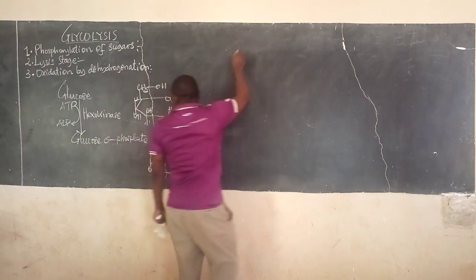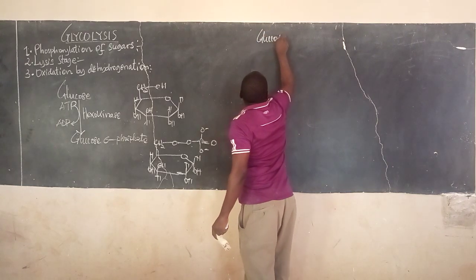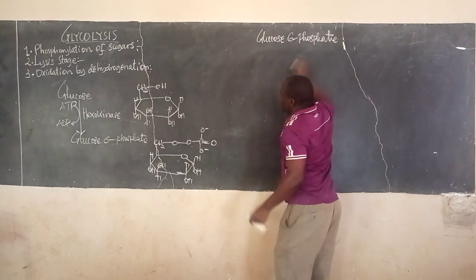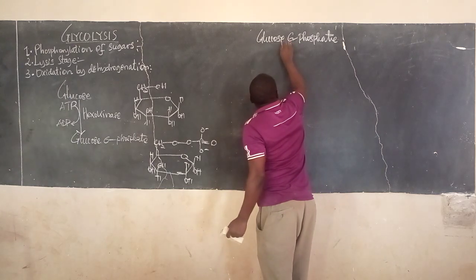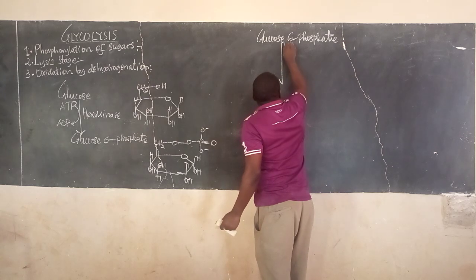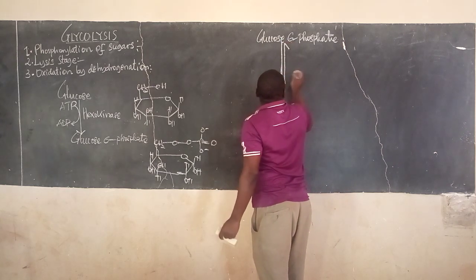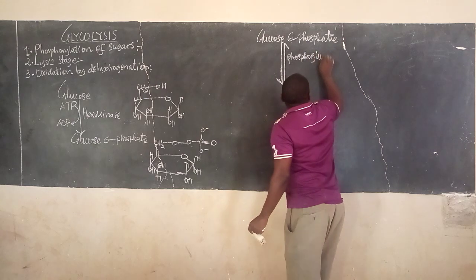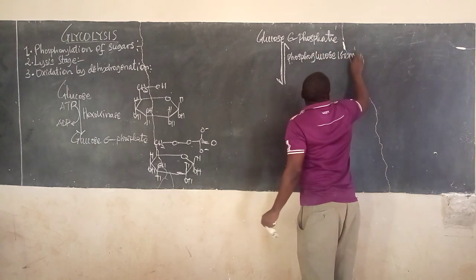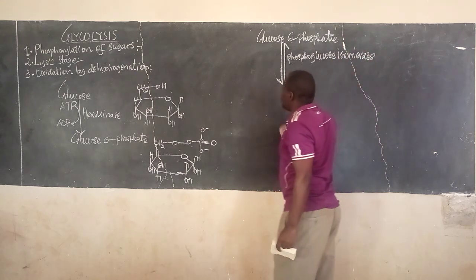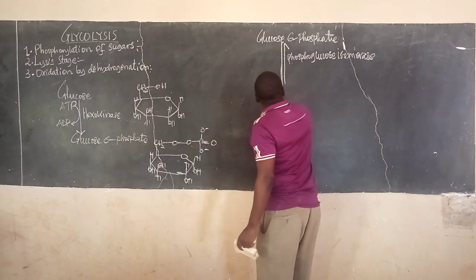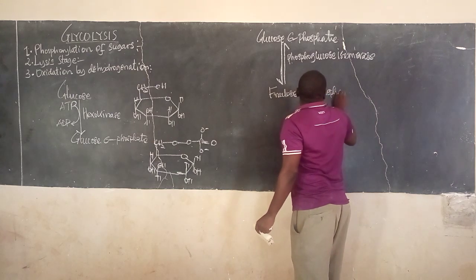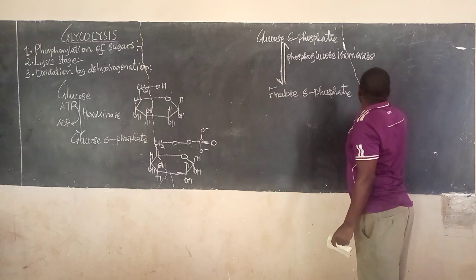So now, from this stage of glucose 6-phosphate, the next step is the isomerization of glucose 6-phosphate under the enzyme known as phosphoglucose isomerase, where we are going to isomerize glucose 6-phosphate into fructose 6-phosphate, which is written like this.